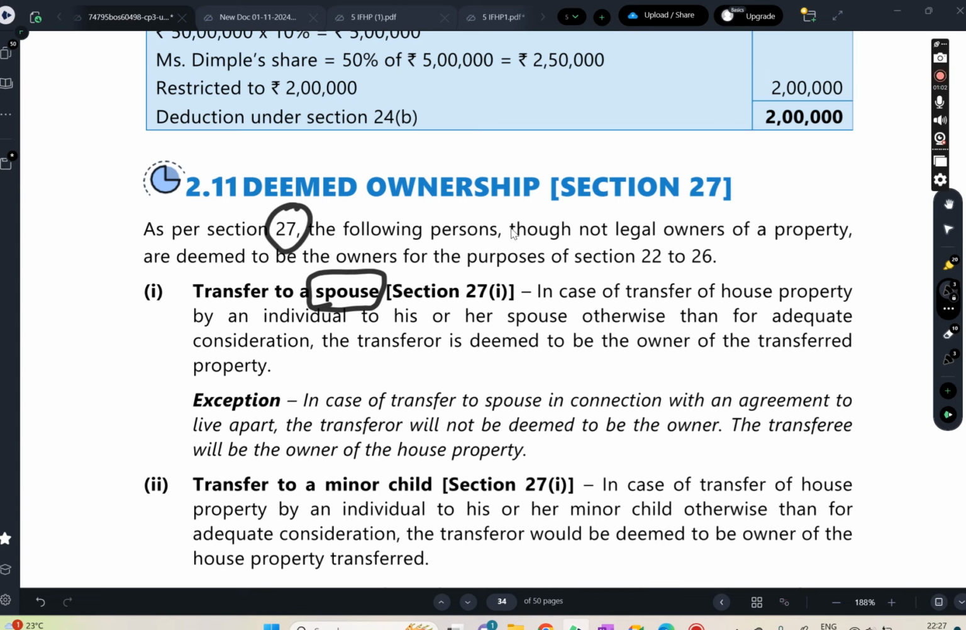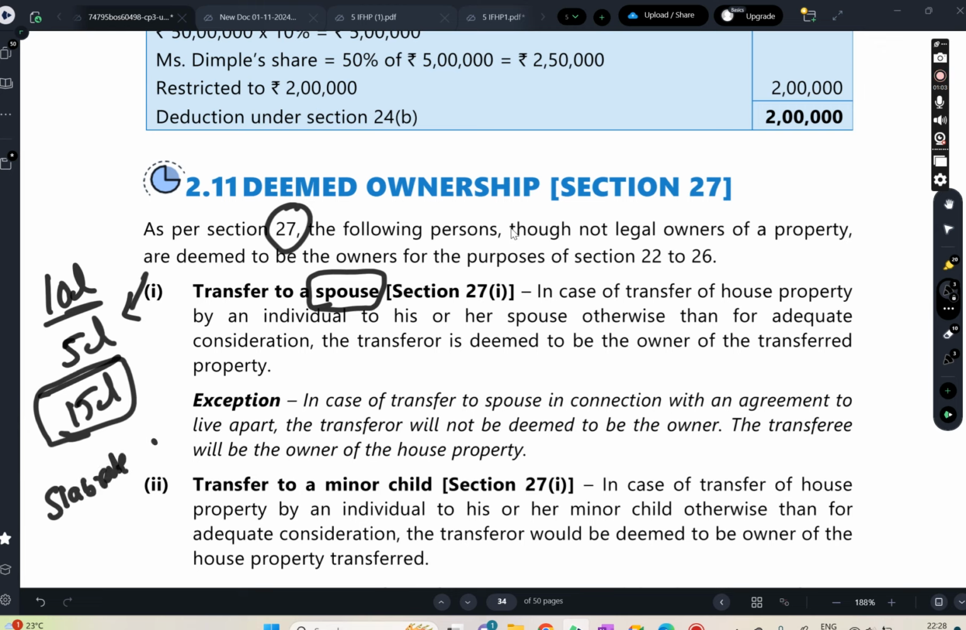Let's just say I already have 10 lakh rupees of salary income, assume. Then if I get 5 lakh rupees of income from house property, my total income will be 15 lakhs. So if my total income is more, the slab rates will be more, like up to 10 lakh 30% and all. A higher tax rate will be applicable.